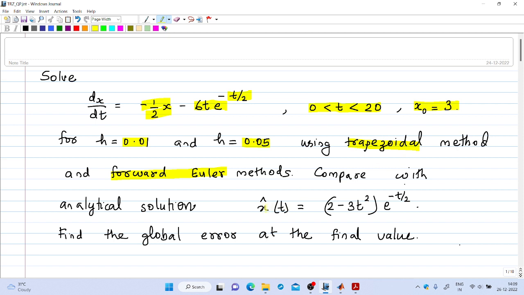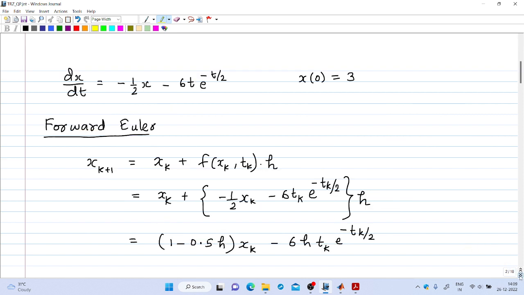Analytical solution is provided in the question itself, that is 2 minus 3t square e to the power minus t by 2. This is the analytical solution, and we have to calculate the global error at the final value. So let us rewrite the differential equation here. So dx by dt equal to this. This is the differential equation, and first we will try to solve this problem using forward Euler technique.